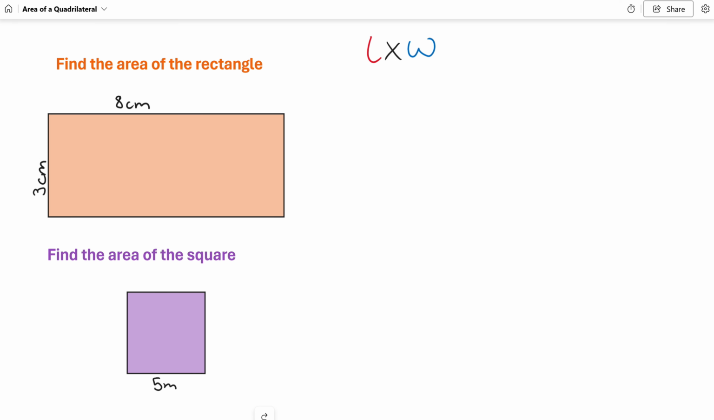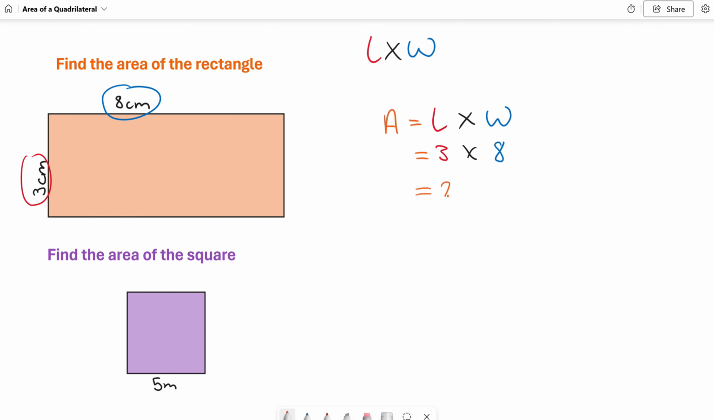I'm going to label the area A, and we know that it is length times width. Our length can be either one, but I'm going to use our length as 3 and our width as 8. If I rotate the shape, then the width and the length can change, but it's the same because they're just being timesed together, so it doesn't really matter. Alright, so our length is 3, and we're going to times it by 8. 3 times 8 is 24.